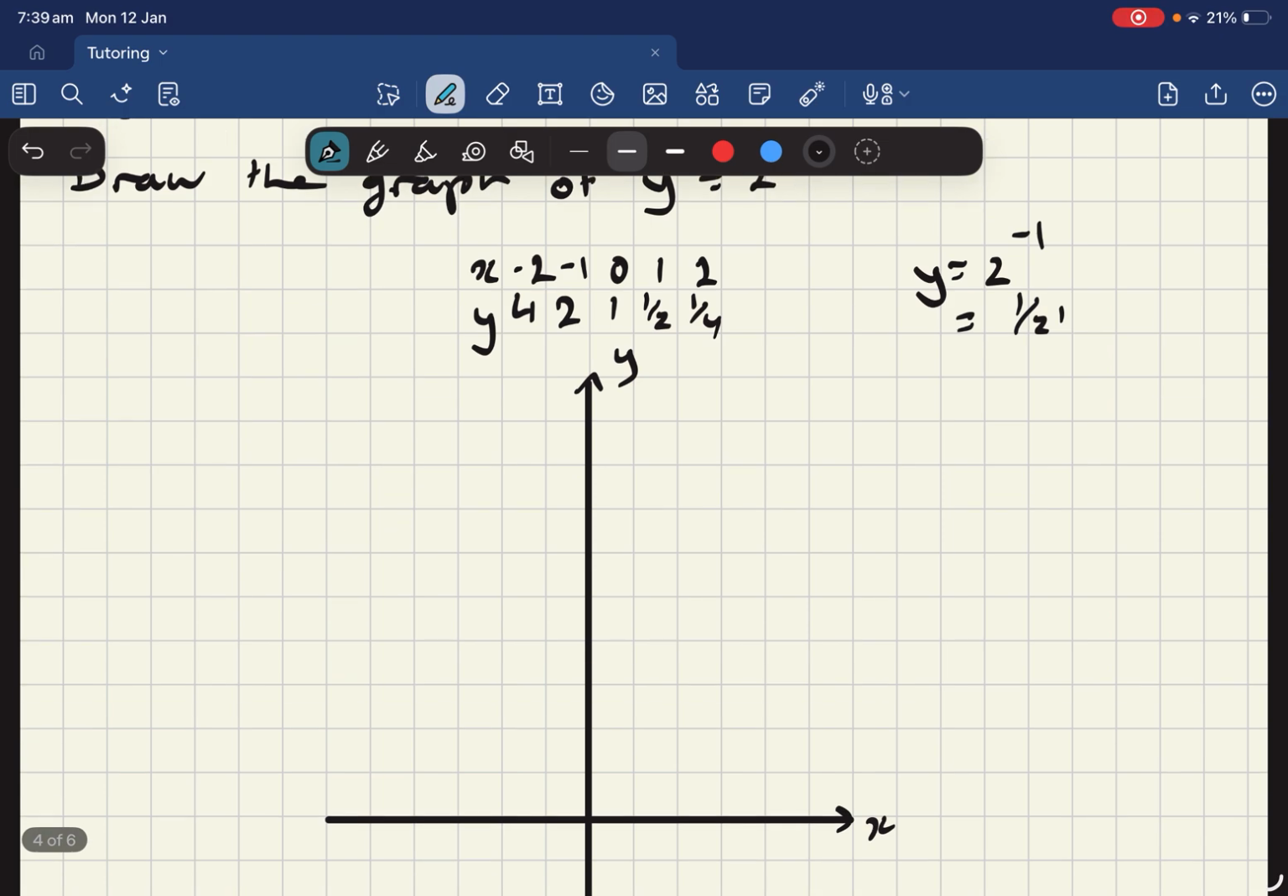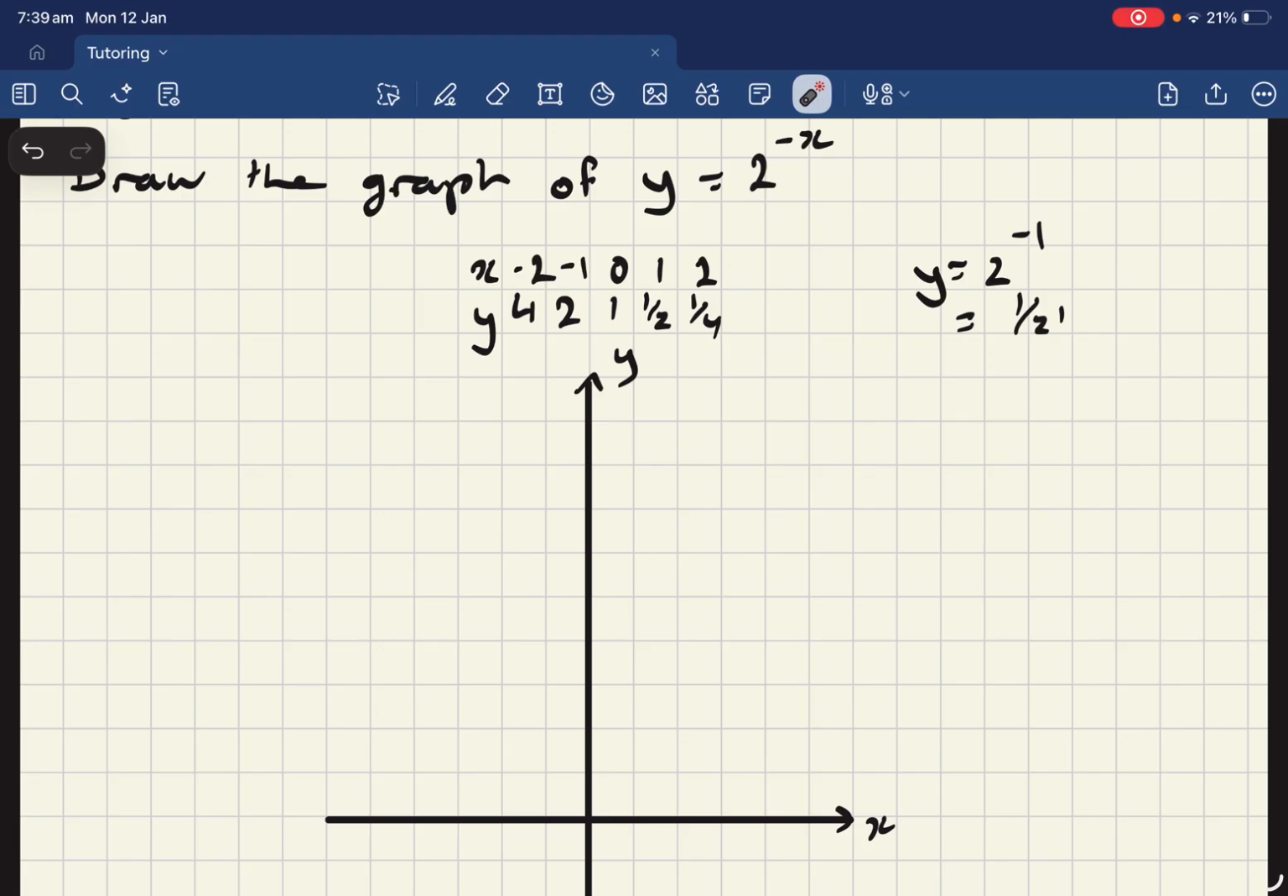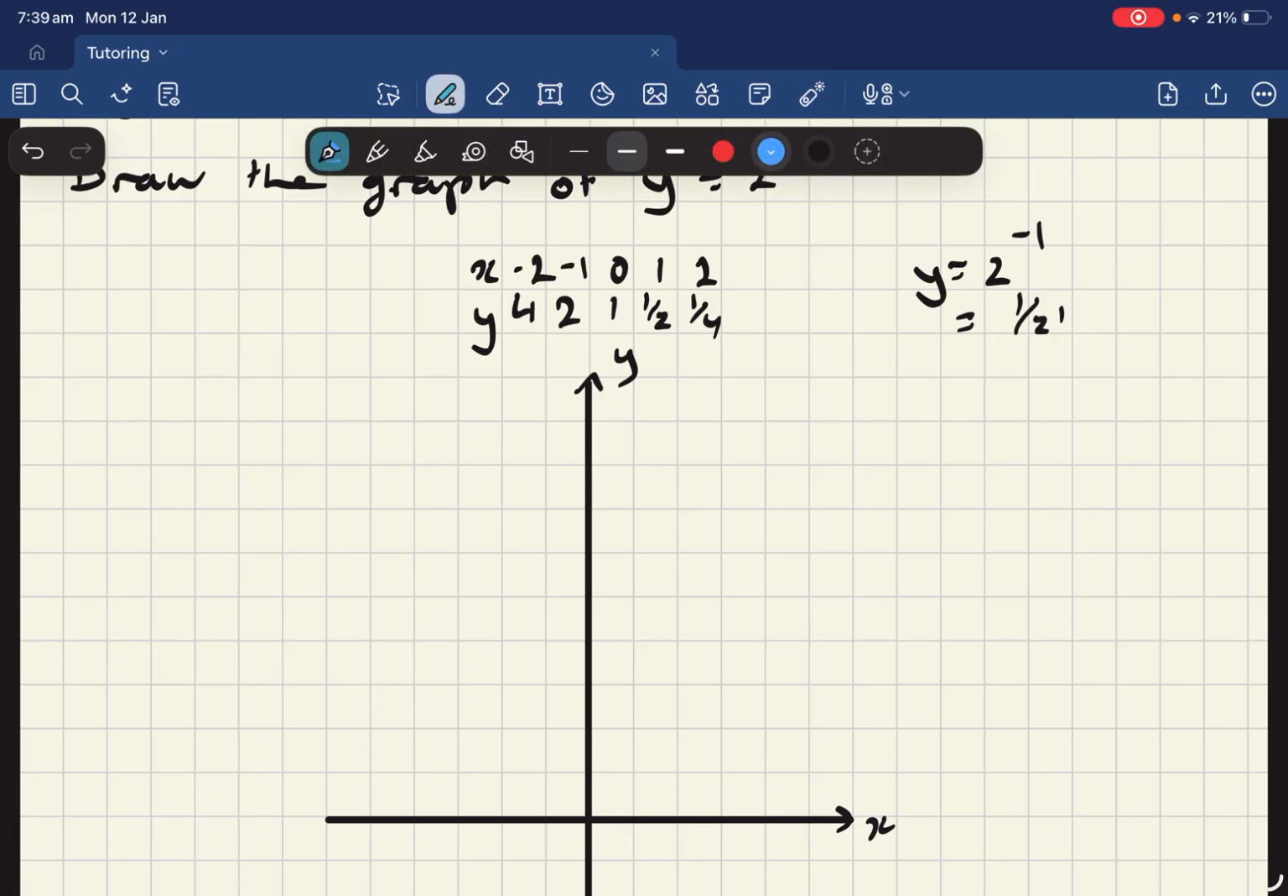So now that I have a few key points that I can draw in, we want to include more for our exponential function. So it's nice to do 4 or 5 so you can get the general shape. But I'm now going to graph this. When x equals negative 2, y equals 4. When x equals negative 1, y equals 2. When x equals 0, y equals 1. When x equals 1, y equals half. And when x equals 2, y equals a quarter.